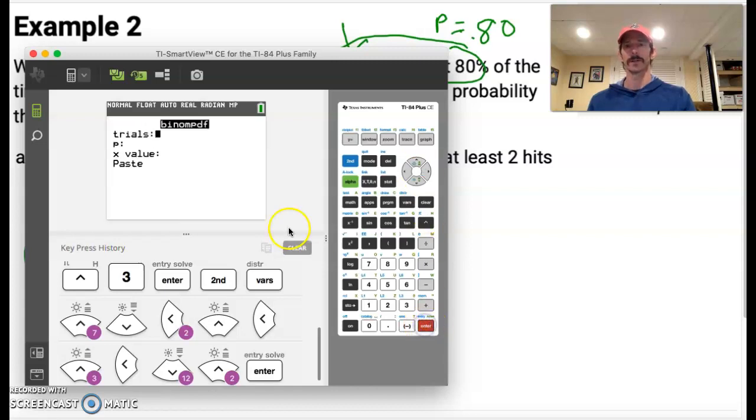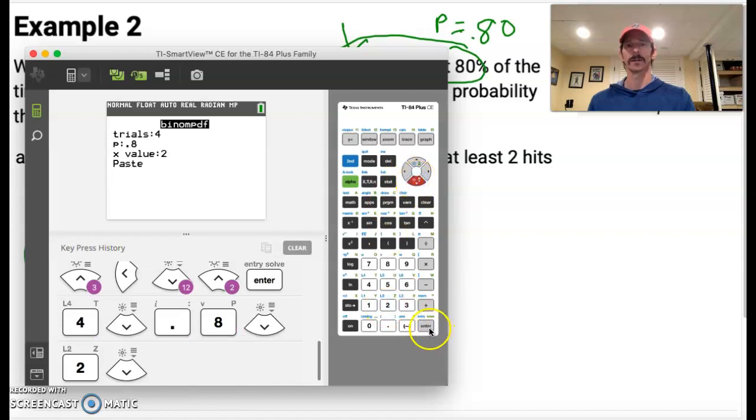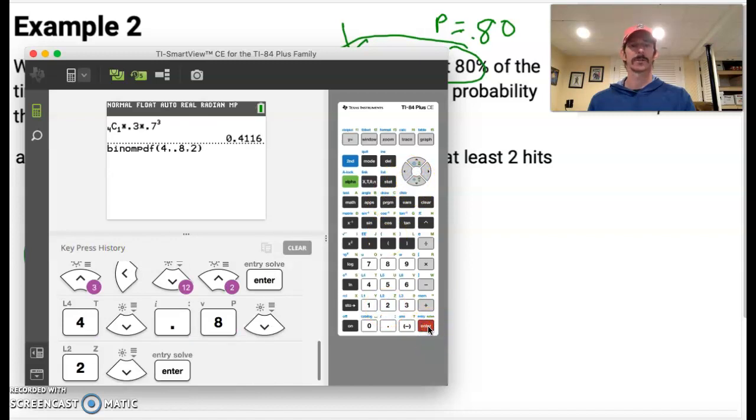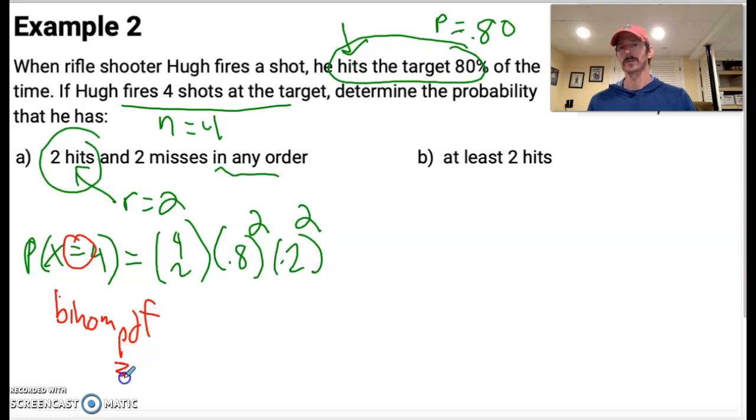So I select PDF. It wants the trials. I think he was taking 4 shots. That's your probability of success. So he's an 80% successful shooter, and I want him to have 2 successes. This will automatically calculate everything that you just did with the NCR. And so the answer would be 0.1536. So let's talk about that, and that is when I have an equal sign here, I'm going to use binomPDF. Very important, PDF, probability density function, that is for exactly equal to.